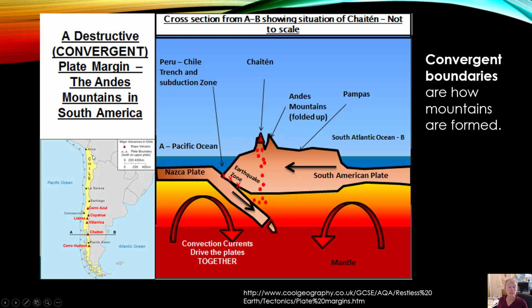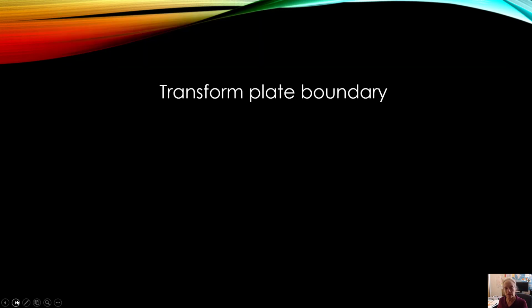We've got our Andes Mountains. The Andes Mountains line the west side of South America because of the subduction of the plates going on underneath. And the mantle underneath, what it's doing here, instead of spreading apart, they're coming towards each other, and it's dragging the crust towards each other. So that's our convergence.